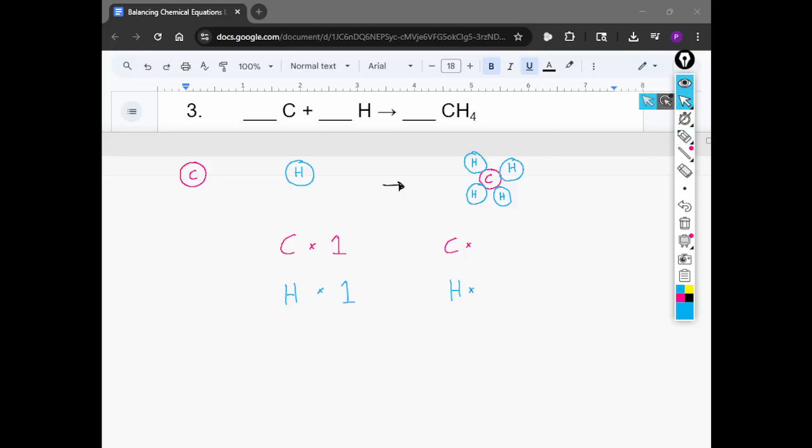I forgot. Genuinely. All right, so if you look at the right side, we got 1 carbon, right? And we have 4 hydrogens.